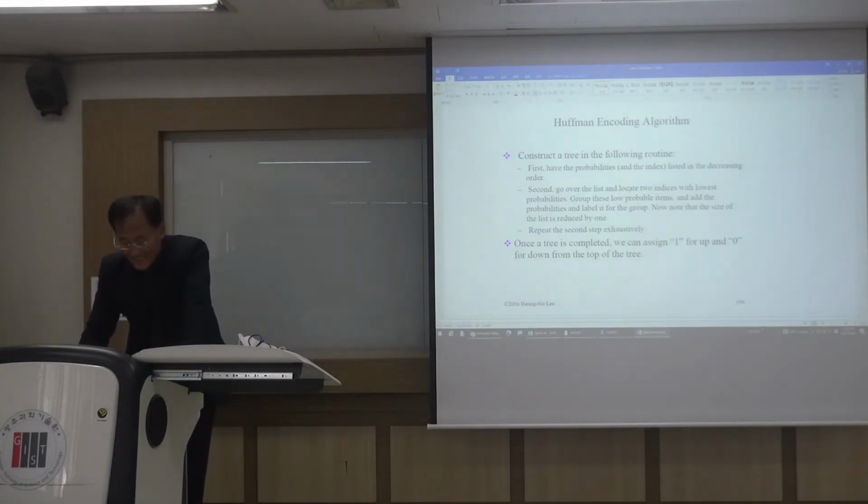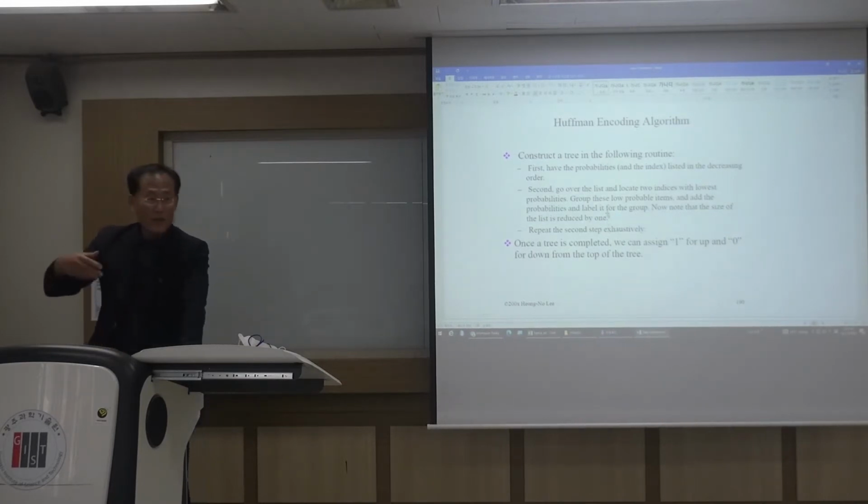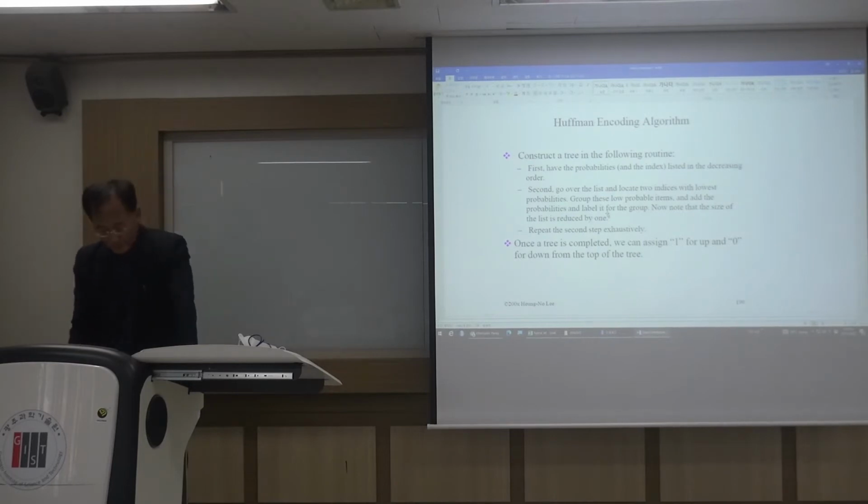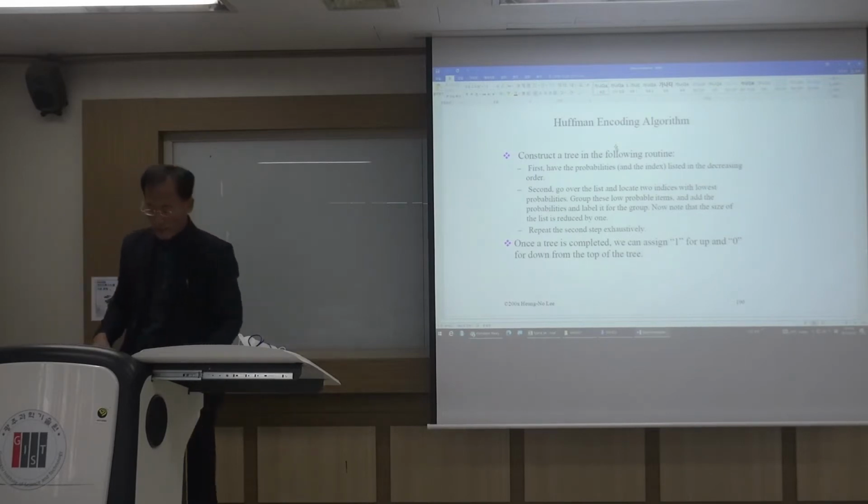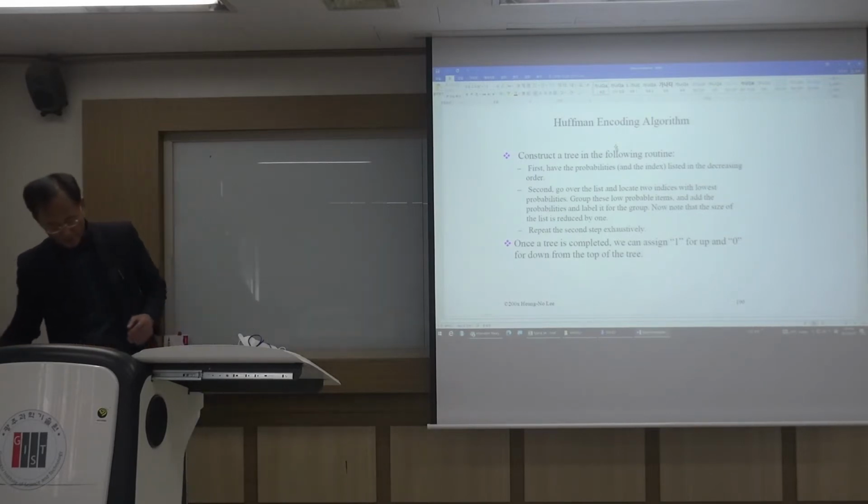Second, go over the list and locate the 2 indices with the lowest probabilities. And then group these low probable items and add the probabilities and label it for the group, just like we have done already. Now note the size of the list is reduced by 1. Okay? And then repeat the second step exhaustively, again and again, until you ran out of the members.